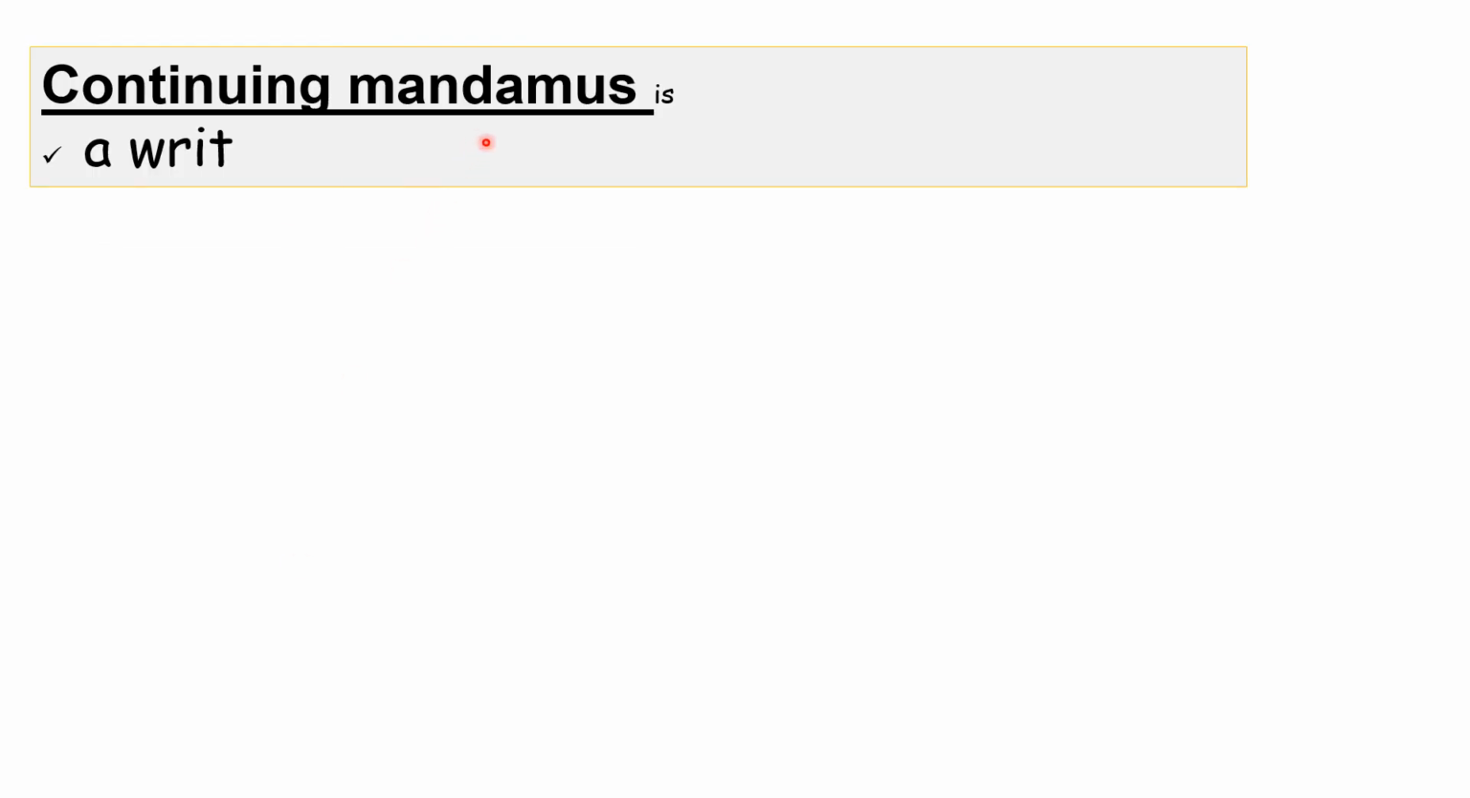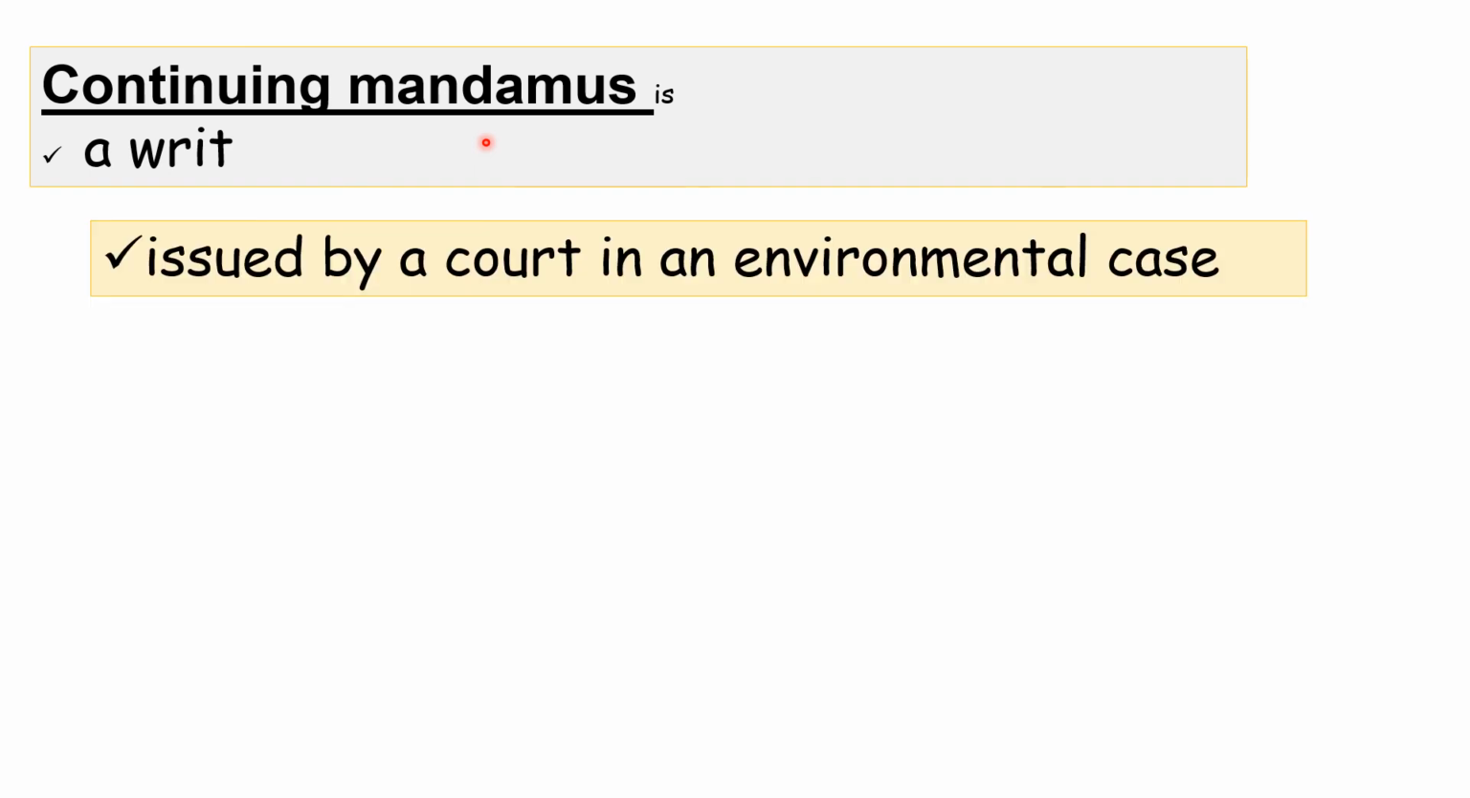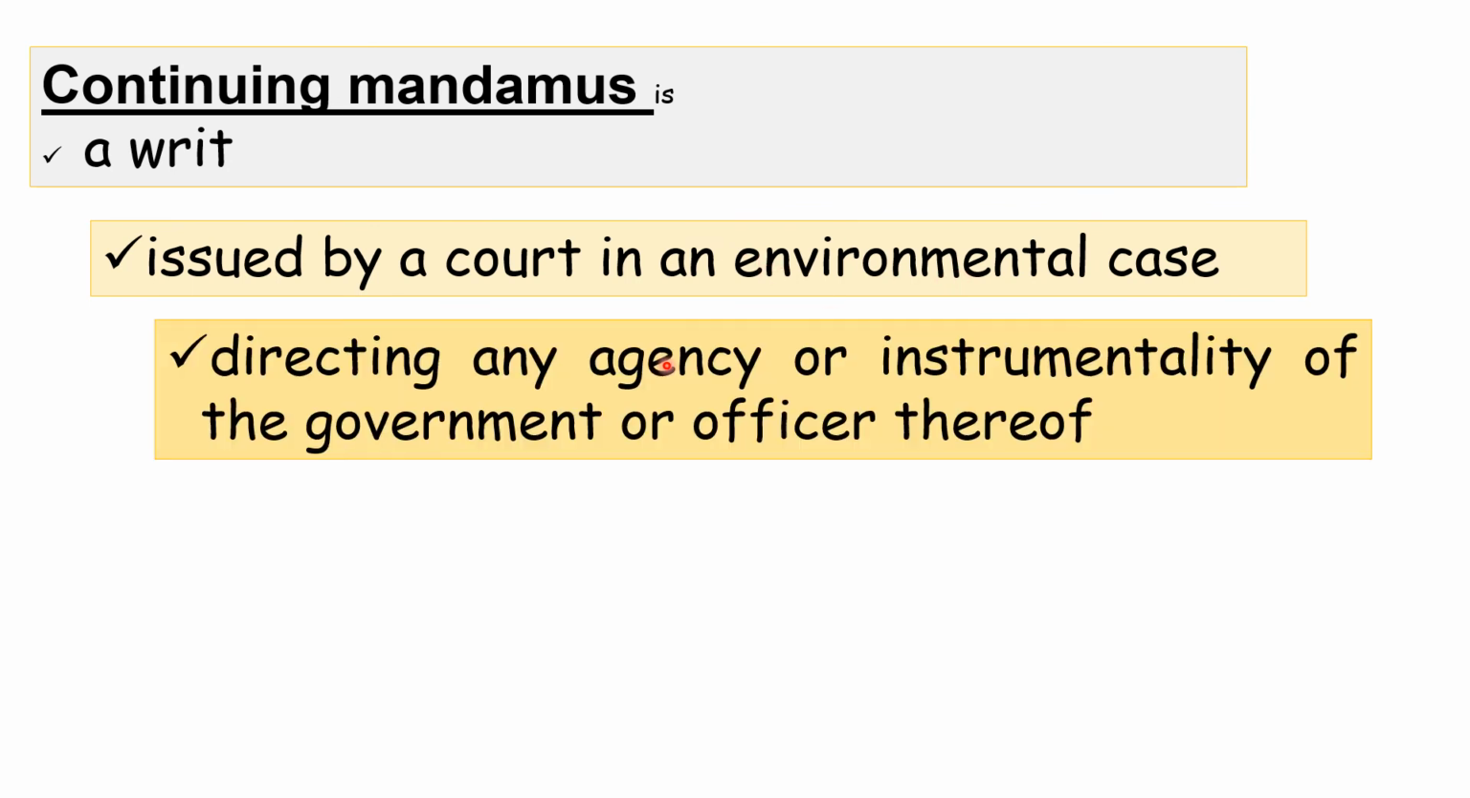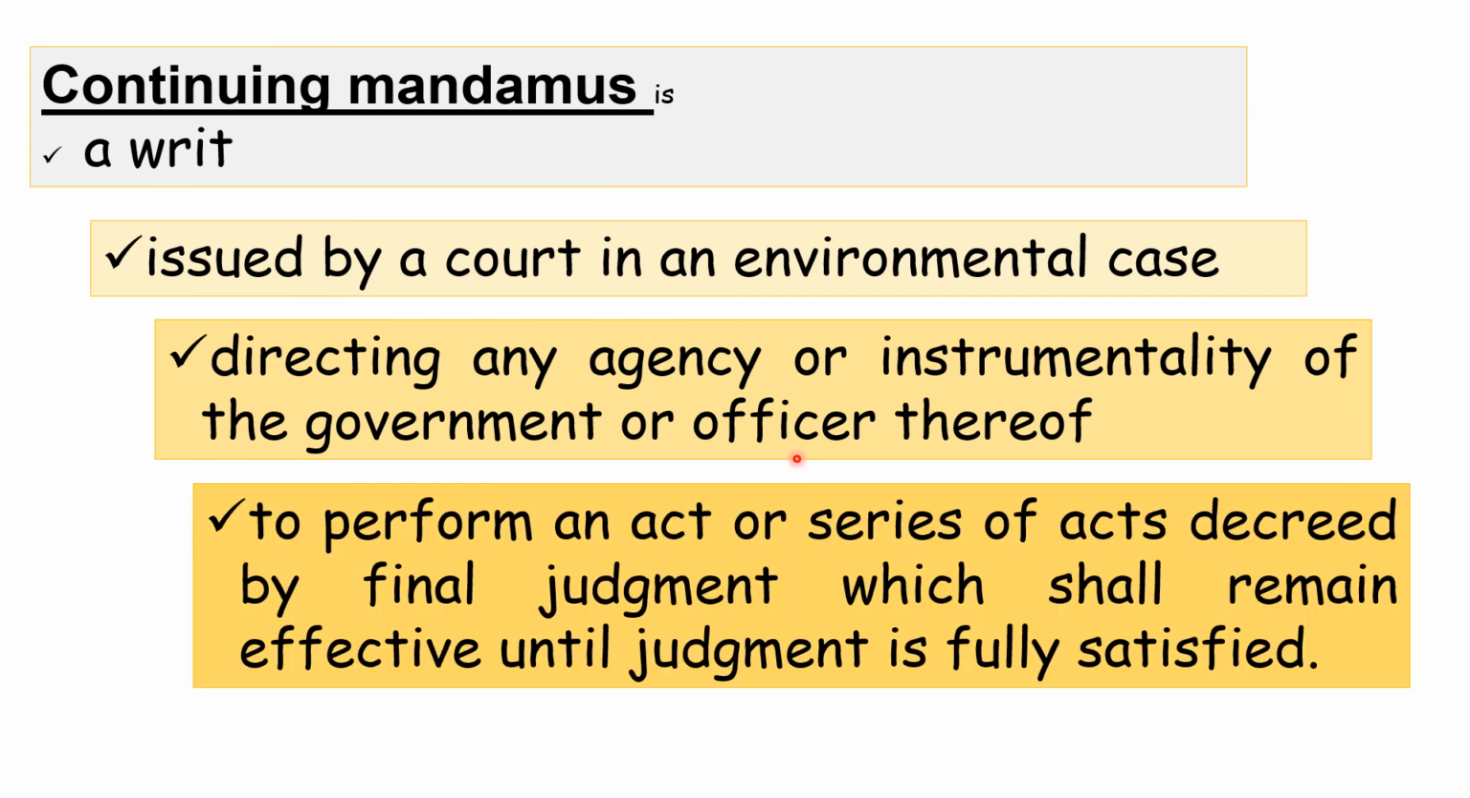If you will be asked to define the continuing mandamus, just take note that it is a writ issued by a court in an environmental case. And who is your respondent? Your respondent is the government agency or government instrumentality or government officer. And what is now the duty of that government officer, government agency, or government instrumentality? He will perform an act or series of acts decreed in the final judgment and which shall remain effective until the judgment is fully satisfied. So that is your continuing mandamus.